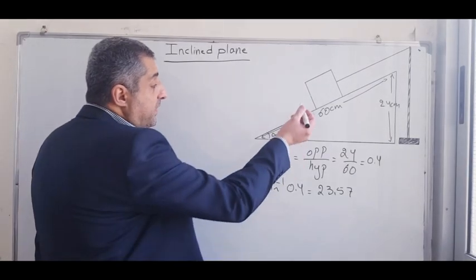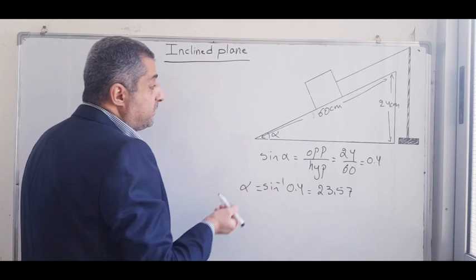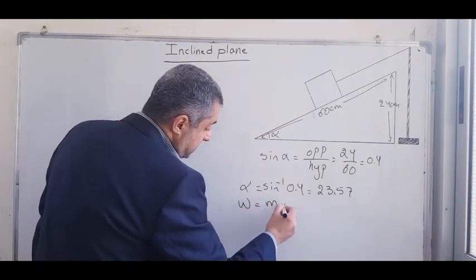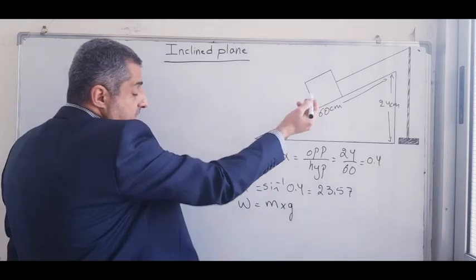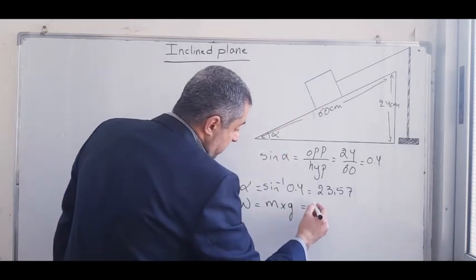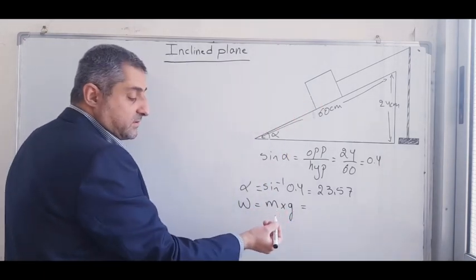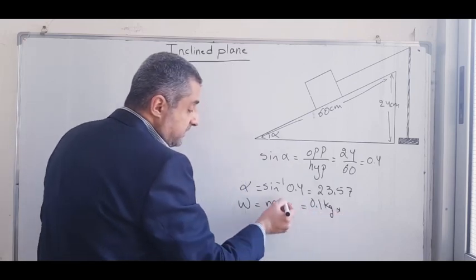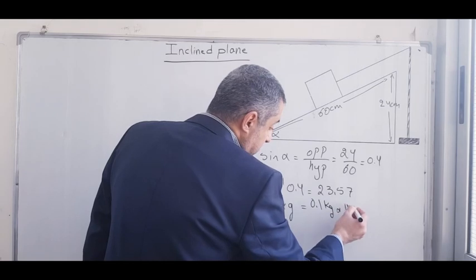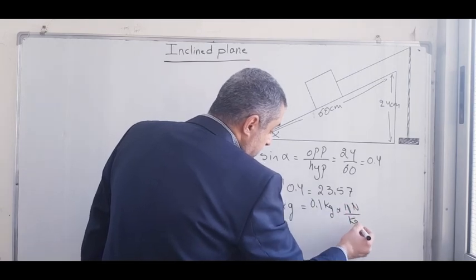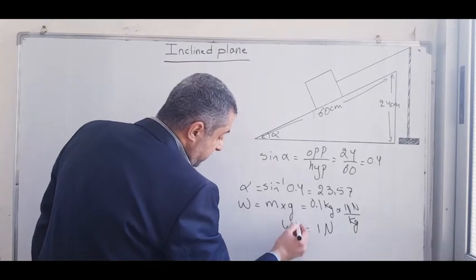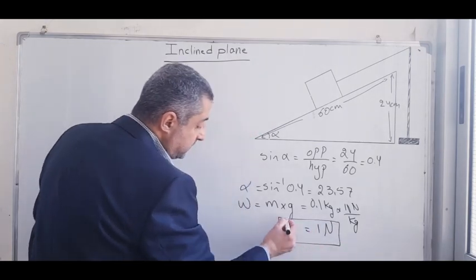In order to find the weight of the block, we can calculate the weight by using W equal mass times gravity. The mass of the block is equal to 100 grams. We divide by 1000, which is equal to 0.1 kilogram, times the gravity, which is 10 Newton per kilogram, which is equal to 1 Newton. So the weight of the block is equal to 1 Newton.